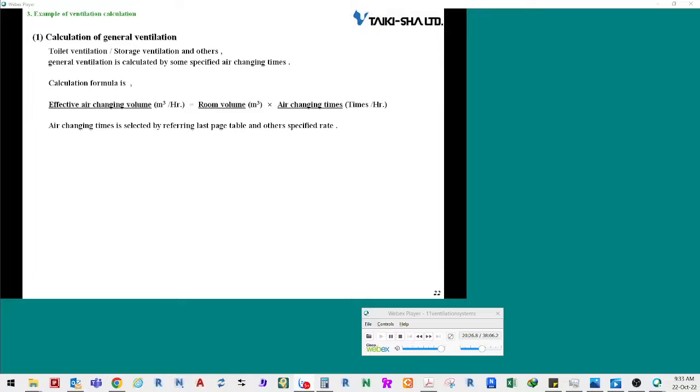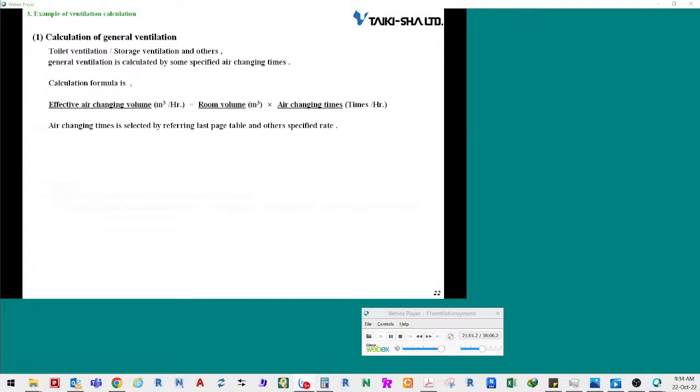3. Example of ventilation calculation. 1. Calculation of general ventilation. The first example is a calculation example for general ventilation of a room. The ventilation amount is determined based on the ventilation rate. Multiply the cubic capacity of the room by the ventilation rate. As shown on the previous slide, the ventilation rate is variable to an extent.